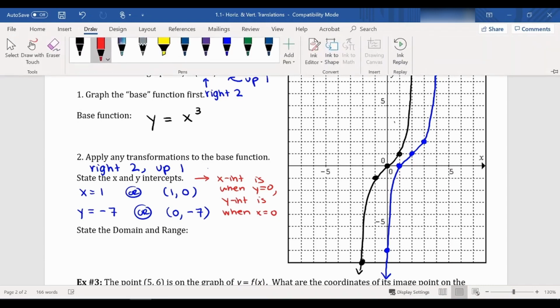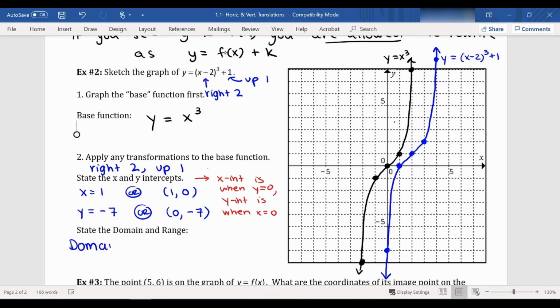Okay. We are being asked to state our domain and range. Remember, domain is what possible x values do we have. I could keep going left to right forever on this graph. So my domain is all real numbers. Your range is what possible y values are happening. And again, this thing has arrows on both ends. It's going to keep going up and down forever. So our range is all real numbers.